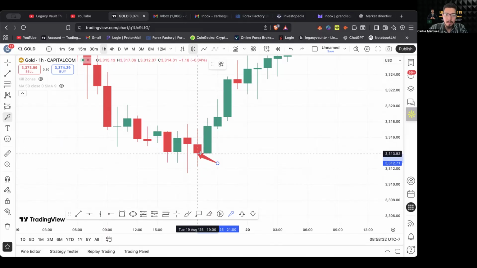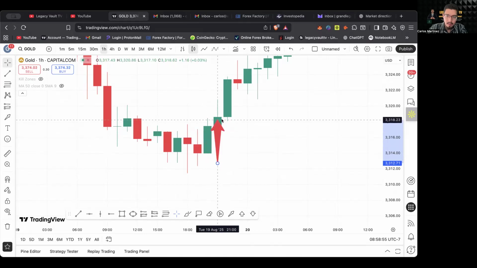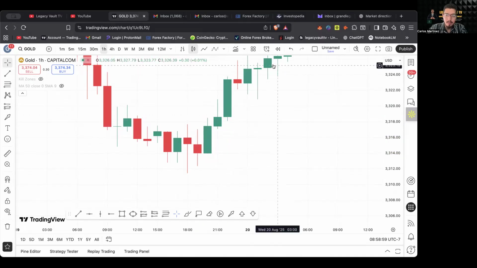This is not considered an order block, nor an imbalance. Why? Because if you look at the wicks, the lower and upper shadows, it is already filled. You see, there's no gap. There's no gap in the market.